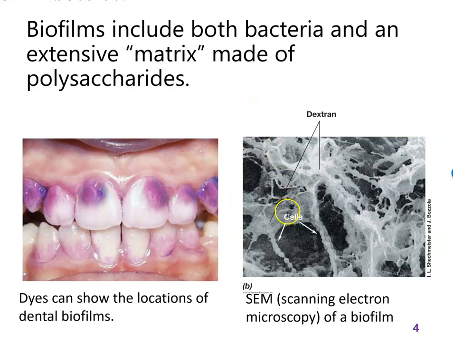Yeah, and so this picture is showing a dye that people can chew on that stains bacteria. It might be crystal violet. I'm not sure what it is, but it's useful for teaching people how to brush their teeth. And then this is a photo micrograph. So this is a photograph made through a scanning electron microscope, where cells are these little tiny things. That's a cell. That's a cell. But most of the biofilm is the matrix.